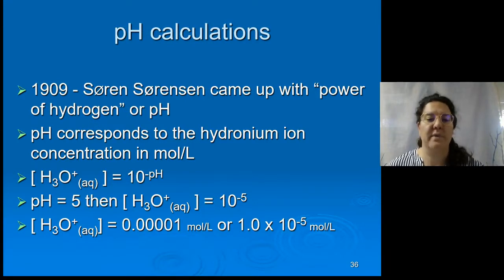So pH stands for the power of hydrogen, and it corresponds to the hydronium ion concentration in moles per liter. Now, here are the conversion equations for hydronium ions to pH, and they're going to be in your data booklet. So we can convert from pH to moles per liter and then back again. So if there's a pH of 5, then our hydronium ion concentration is 10 to the power of negative 5, which gives us 0.0001.